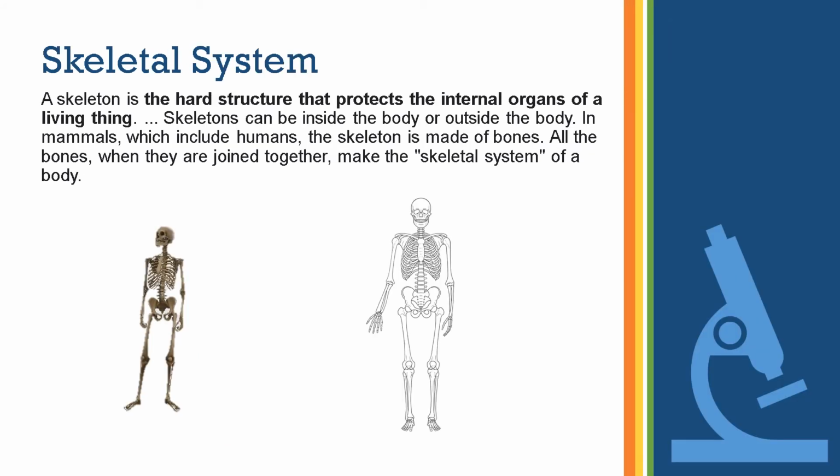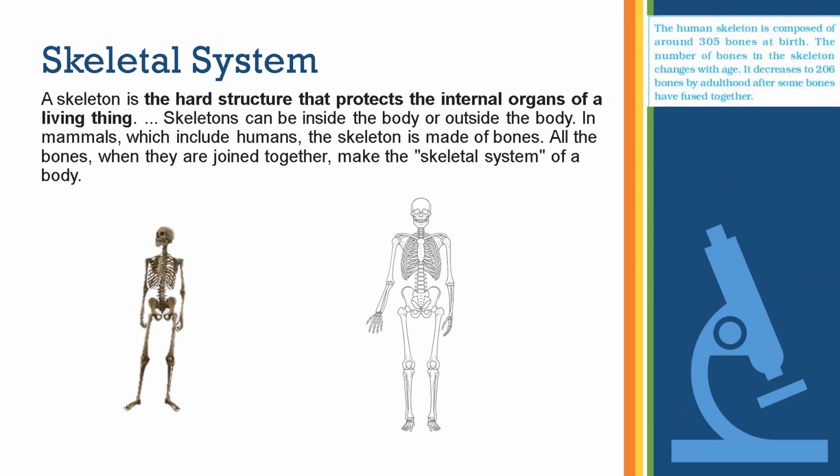Skeletal system. A skeleton is the hard structure that protects the internal organs of a living thing. Skeletons can be inside the body or outside the body. In mammals, which include humans, the skeleton is made up of bones. All the bones, when they are joined together, make the skeletal system of a body.